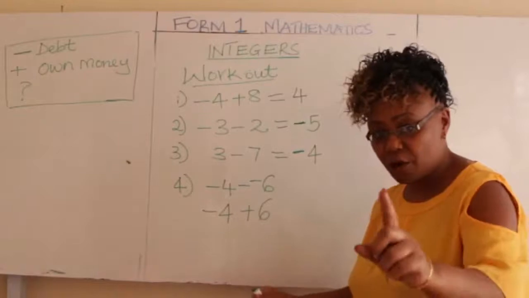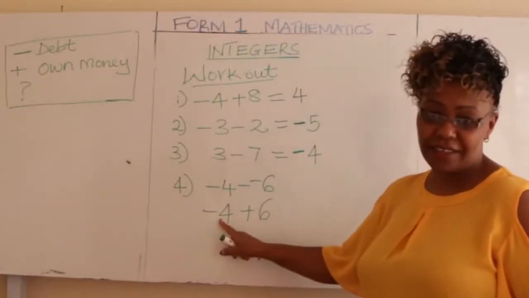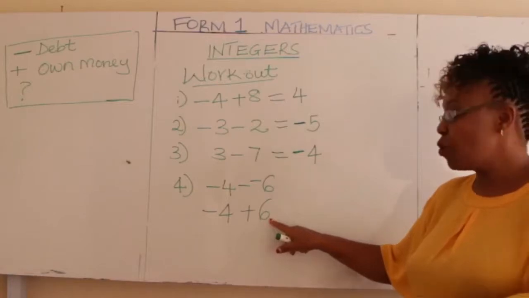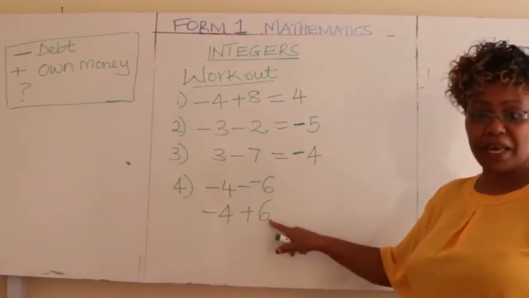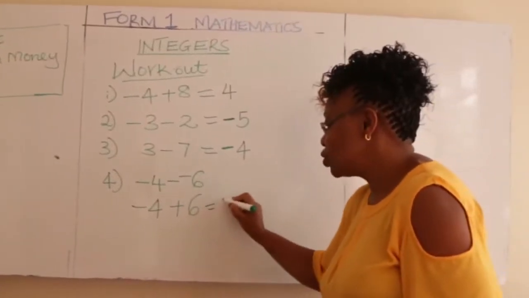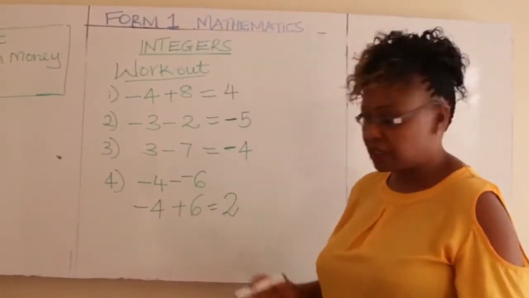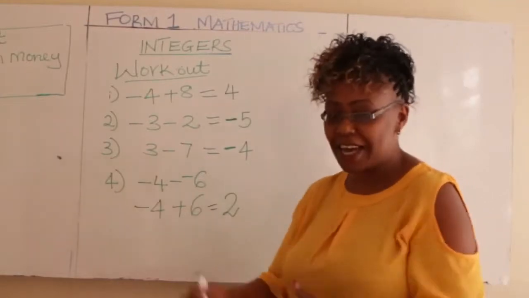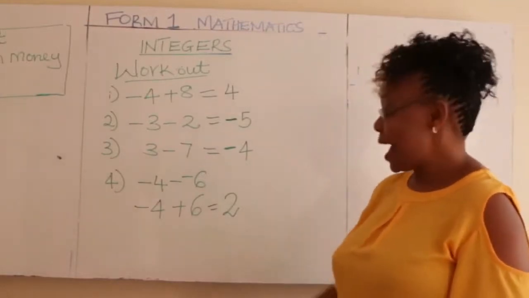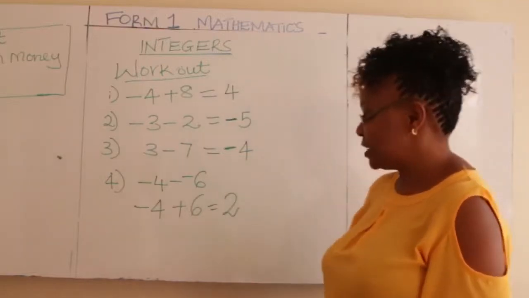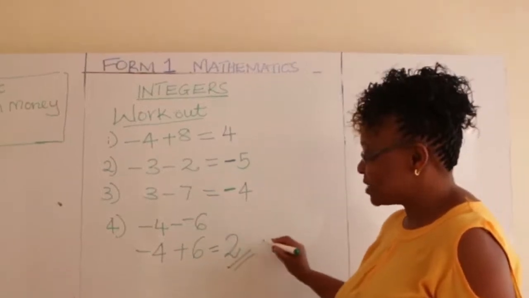Then you ask yourself the same question. I have a debt of 4 shillings and my own 6 shillings. So what will happen if I pay the debt? I'll be left with my own 2 shillings. So positive 2. A debt of 4, my own 6. If I pay the debt, I'll be left with my own money, 2 shillings. And therefore, go and practice this.